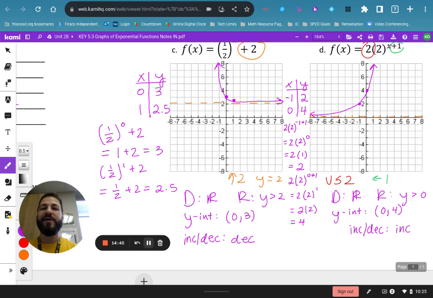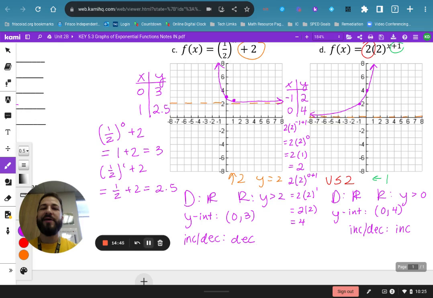f of x is equal to 2 times 2 to the x plus 1. So once again, we have that shift, so we're going to shift to the left by 1. And then this time we have a value greater than 1 for a, so we're actually going to be vertically stretching it by 2. So we're multiplying by that 2 each time for our points.